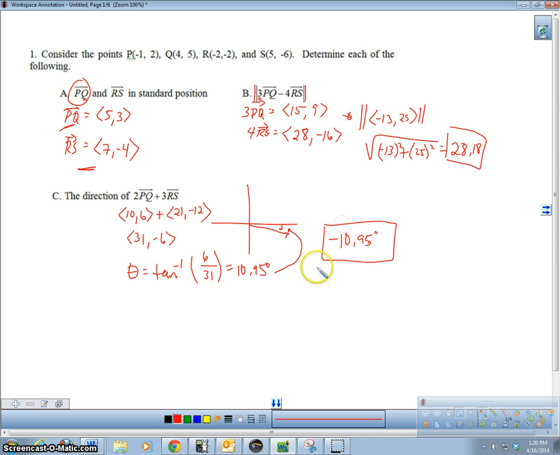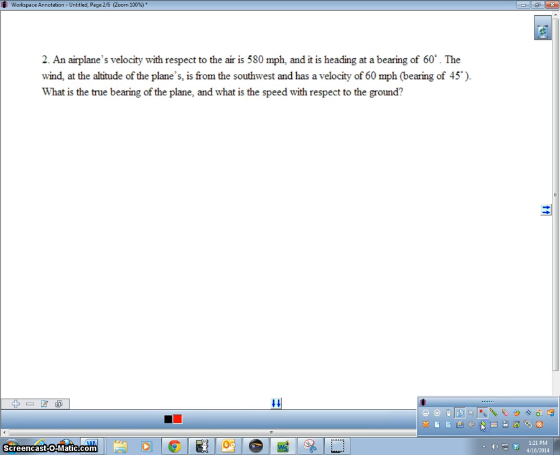You can also say, if we start here and want to go all the way around, then we would subtract from 360 degrees, and 360 minus 10.95 is 349.05 degrees. So these are two ways you could describe that angle. Just don't leave it like that; make sure you do it the correct way. Let's take a look at the next one.